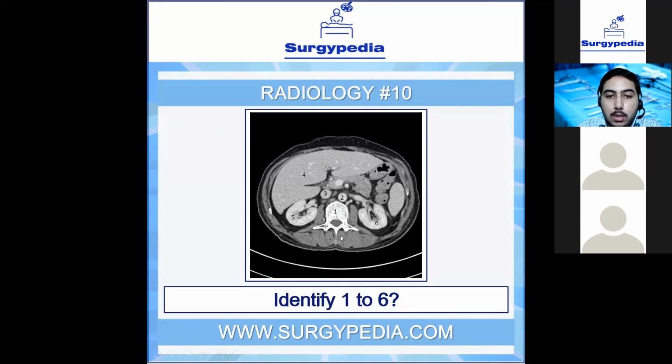So number one is the lumbar vertebra. Number two is the aorta, and this is the inferior vena cava. Why?